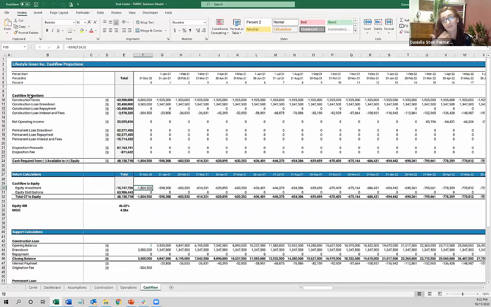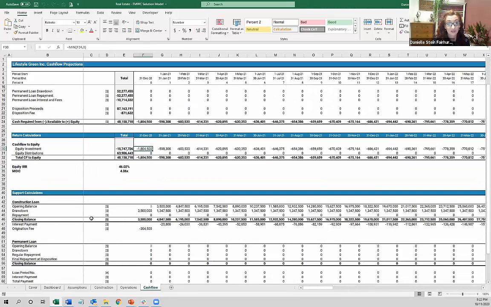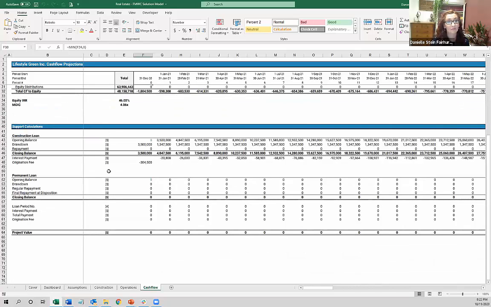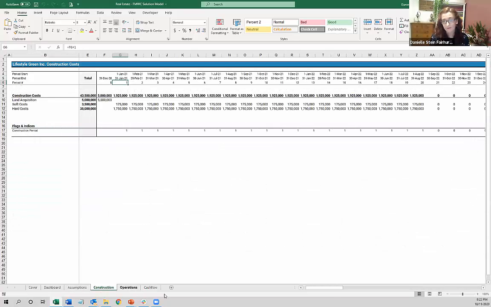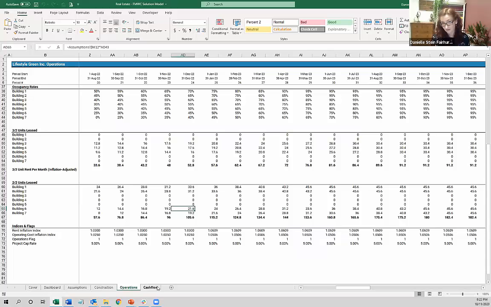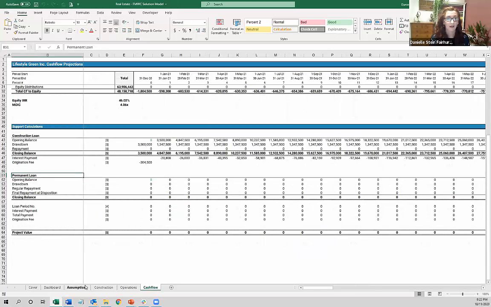So the idea, the output of this model basically was to calculate the cash flow, the construction loan, and so we've got the construction loan and the permanent loan. So there's two different types of loans. So I took the model that had been provided. So this was an existing model that I hadn't built myself. So I was fairly familiar with how it worked.